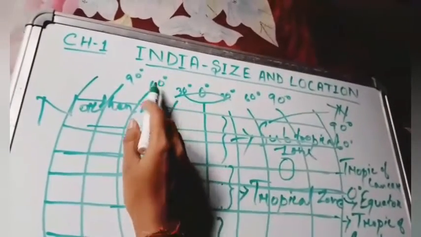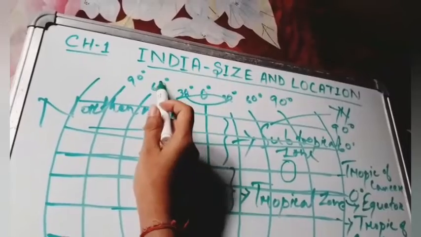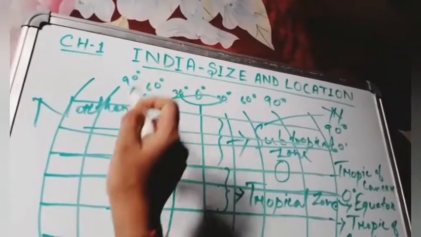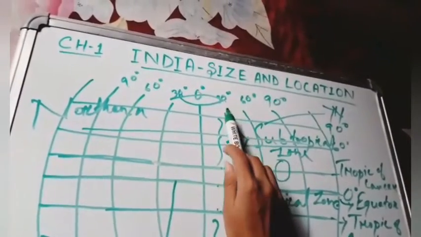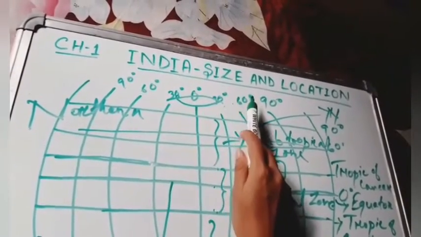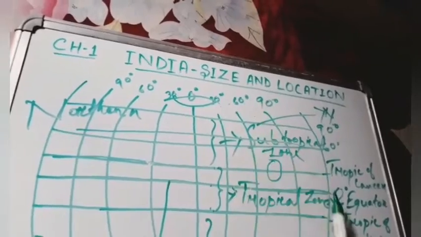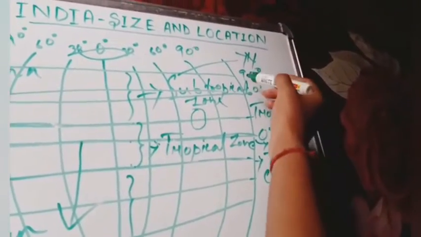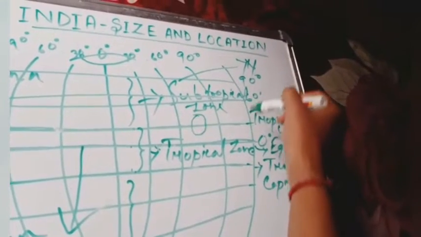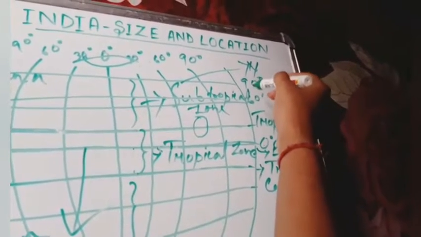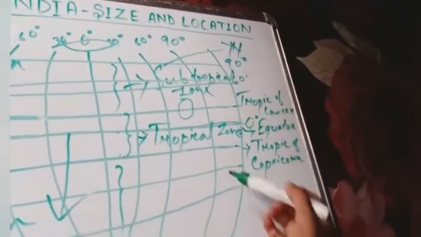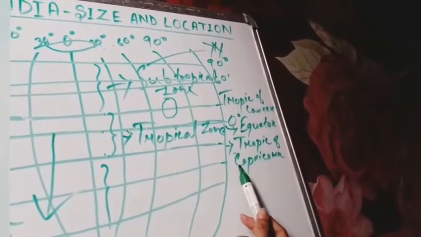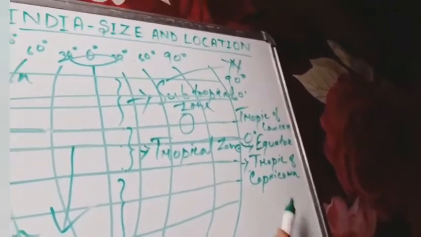These degrees are said like this: 30 degree west, 60 degree west, 90 degree west, and on this side 30 degree east, 60 degree east, 90 degree east. Above the 0 degree, these are said as northern, like 30 degree north, 60 degree north, 90 degree north. In a similar way here also 30 degree south, 60 degree south, 90 degree south.